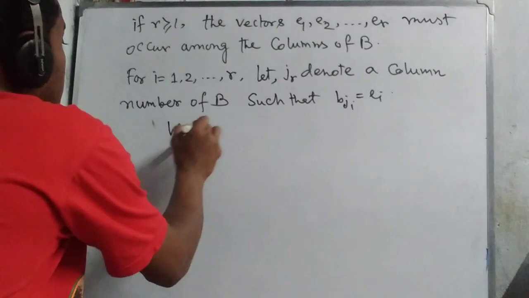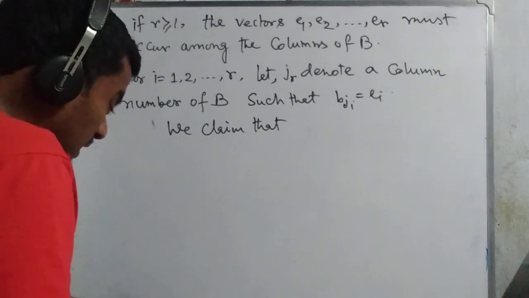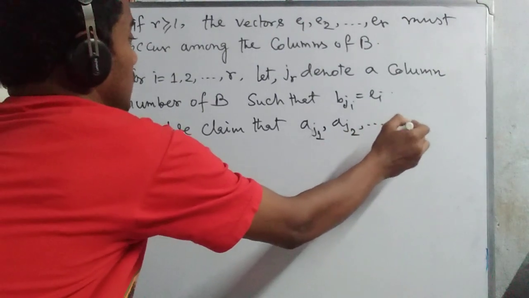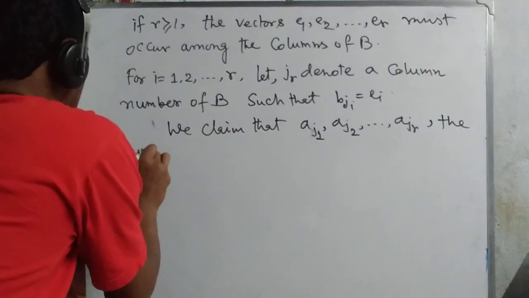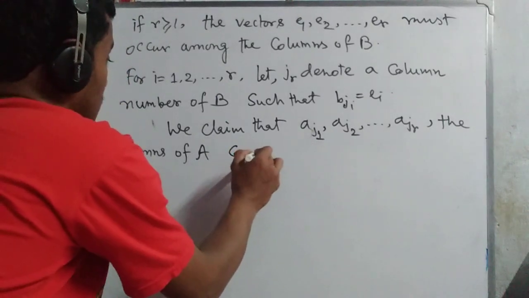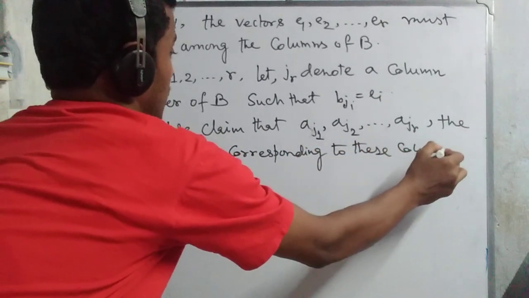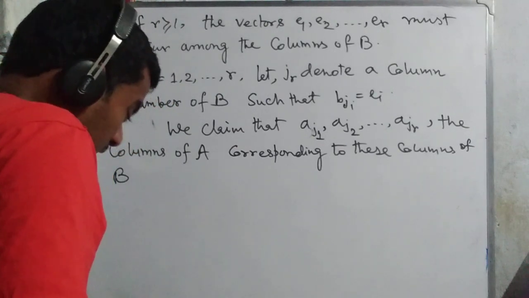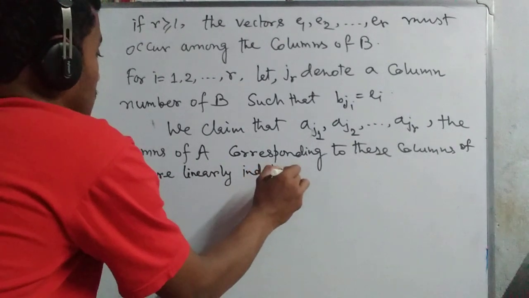independent. Now we claim that a_{j1}, a_{j2}, ..., a_{jr}, the columns of A corresponding to these columns of B, are linearly independent.